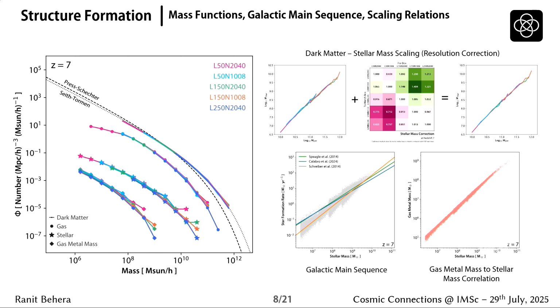So here I have shown the dark matter mass to stellar mass relation, and you can see that they are not a perfect straight line, although there is a linear correlation, because of this resolution effect.